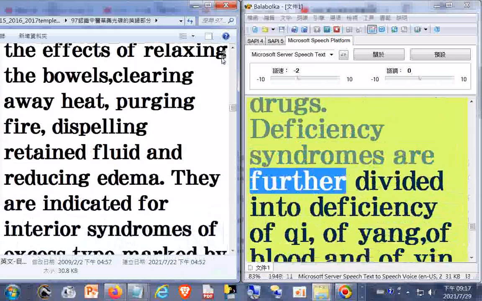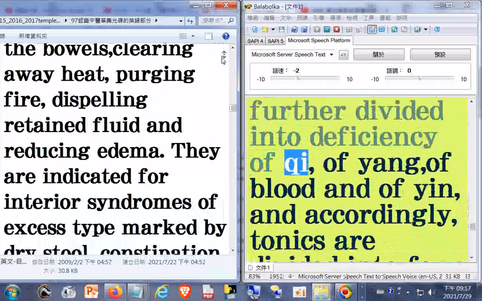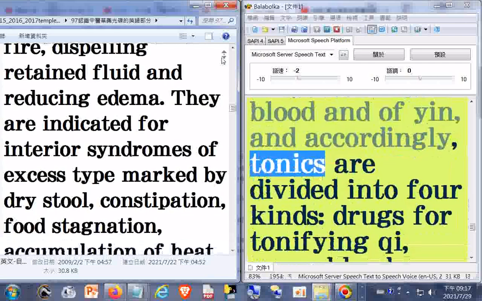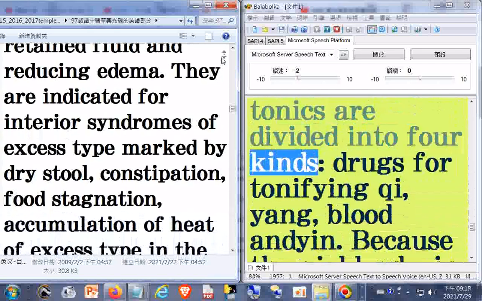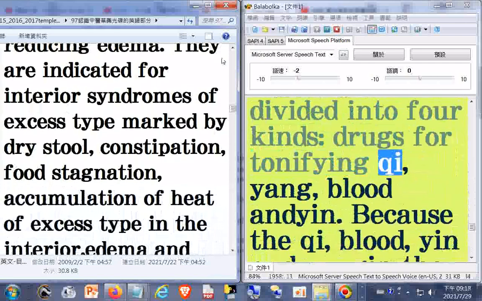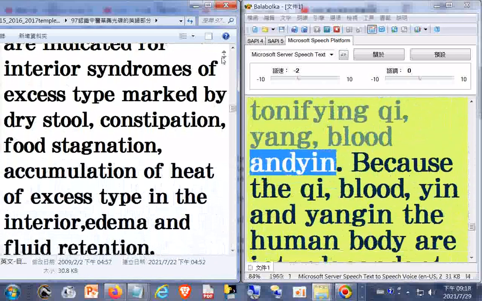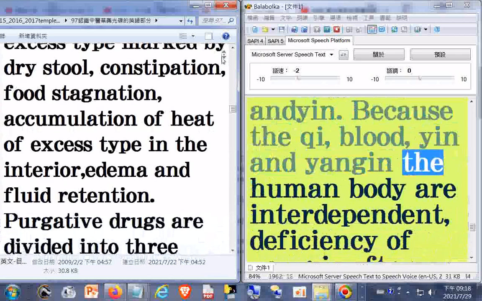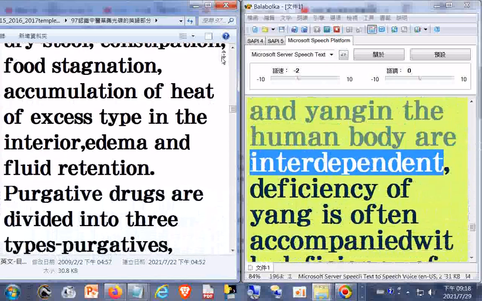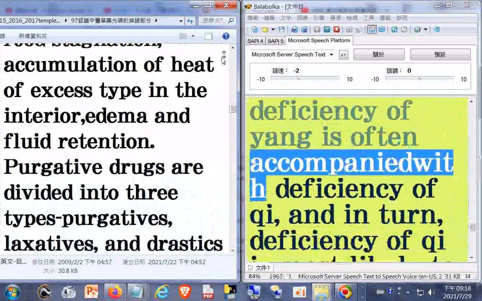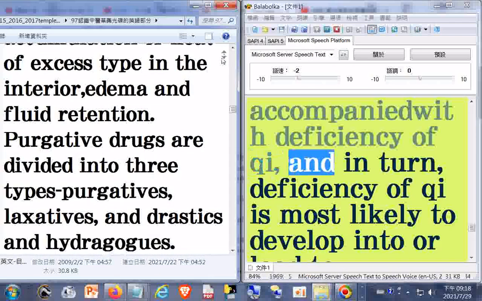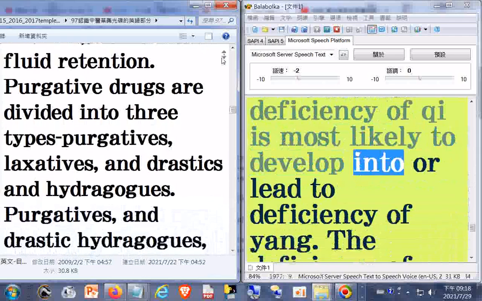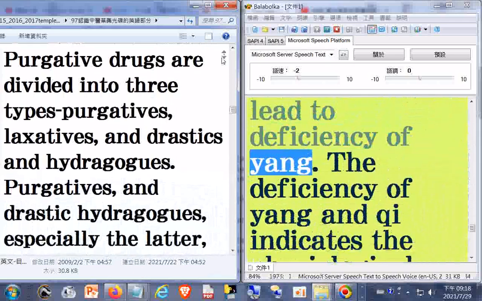Deficiency syndromes are further divided into deficiency of qi, of yang, of blood, and of yin, and accordingly, tonics are divided into four kinds: drugs for tonifying qi, yang, blood and yin. Because the qi, blood, yin, and yang in the human body are interdependent, deficiency of yang is often accompanied with deficiency of qi, and in turn, deficiency of qi is most likely to develop into or lead to deficiency of yang.